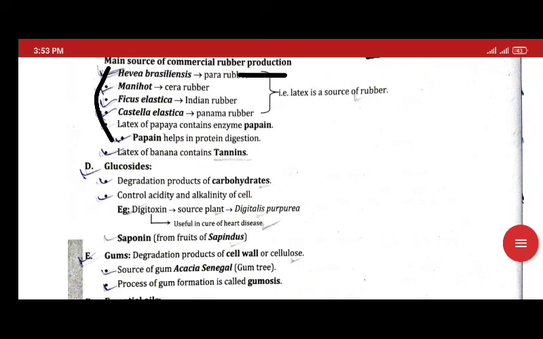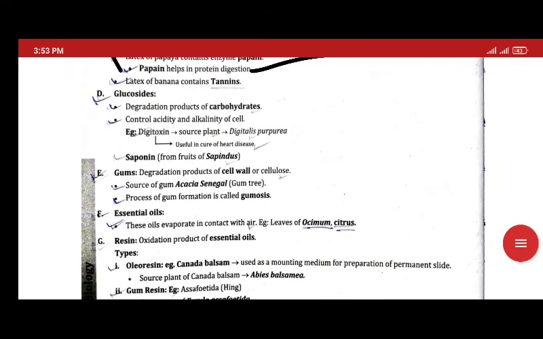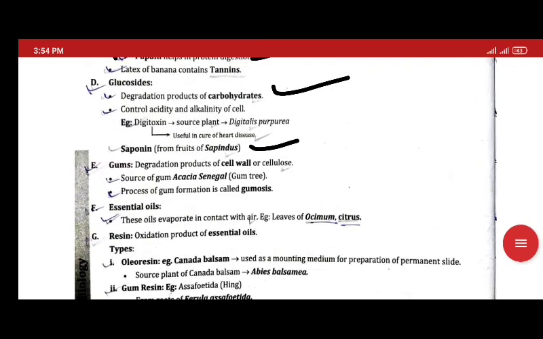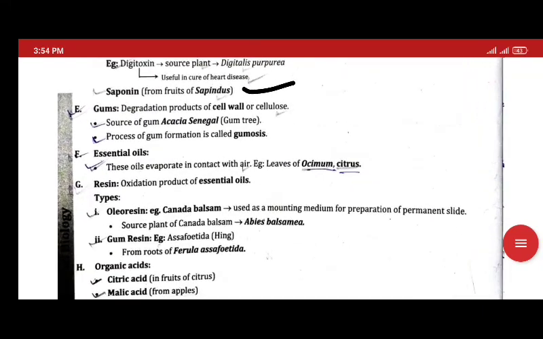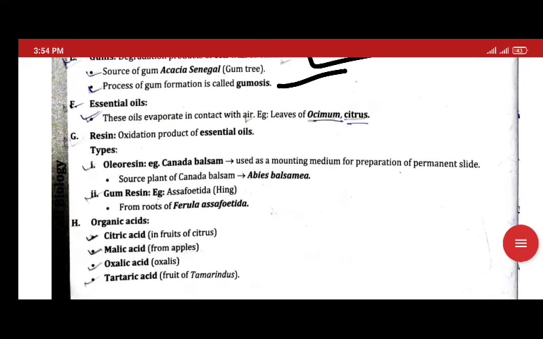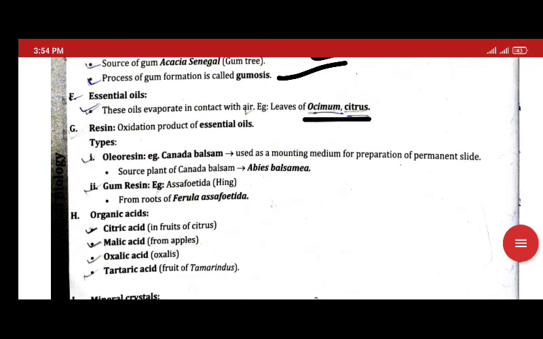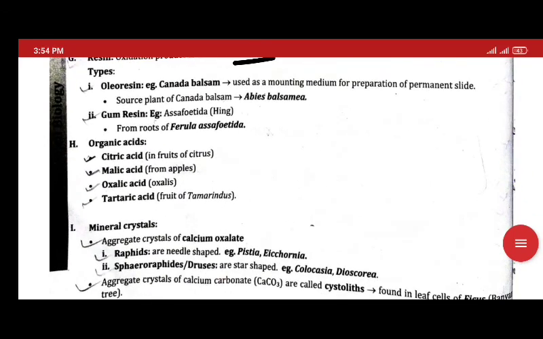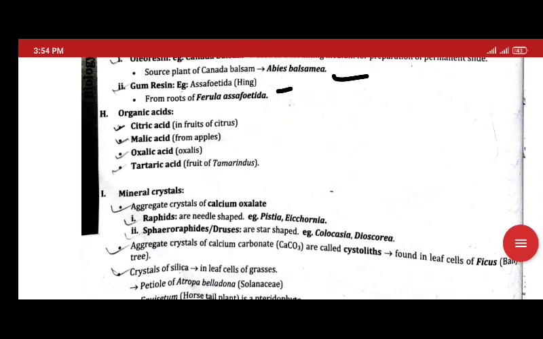Papain is for protein digestion. Now glycosides are degradation products of carbohydrates, example saponin. Next is gums, from cell wall dissolution, that is gummosis. Essential oil, for example in leaves of citrus. Resin is also from essential oil, for example oleoresin, Canada balsam, and gum resin, hing.